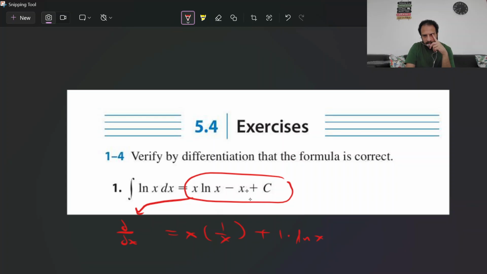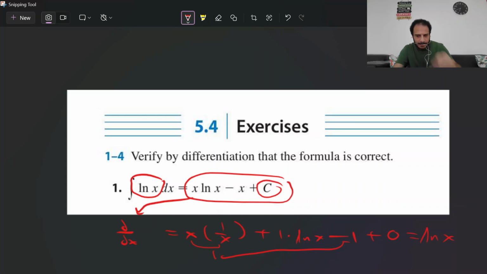Then minus x. What's the derivative of minus x? Minus 1, right? Derivative of a constant? 0, right? x times 1 over x is 1. 1 minus 1 is 0. So what do you get? Just ln x, right? Because the others are cancelled. So do you have what is inside the integral? Yes. So this is the solution. Thank you. You're welcome.